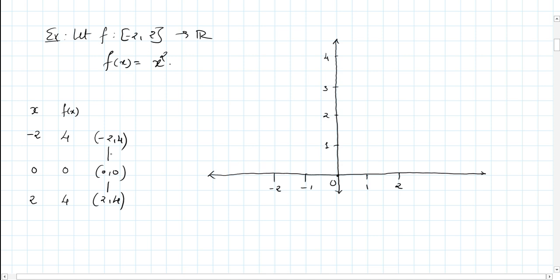So the first point is (-2, 4). So here (-2, 4), I am taking this point. The second point is (0, 0), so this point. The third point is (2, 4), so this point. Now join them by line segments. So I have joined (-2, 4) with (0, 0), and then (0, 0) with (2, 4).